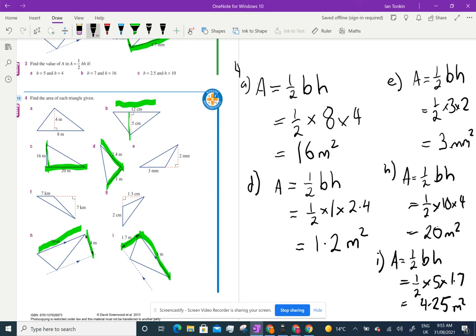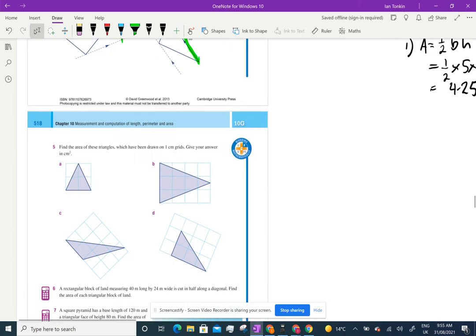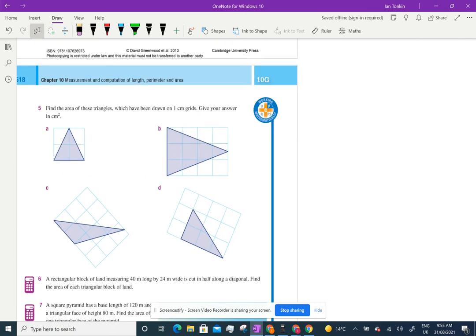So that's really all there is to it. And let's have a look at 5. What are they going to give us in 5? Now they've drawn them on the grid, so you've got to be able to find the height. So you've got to count the squares. So here, the base is 2 units across, and the height is 2. So that is a half of 2 times 2.